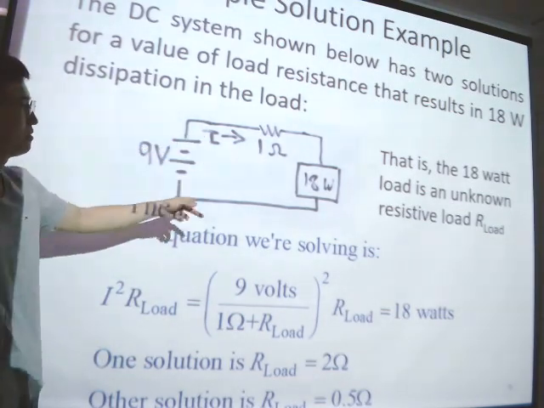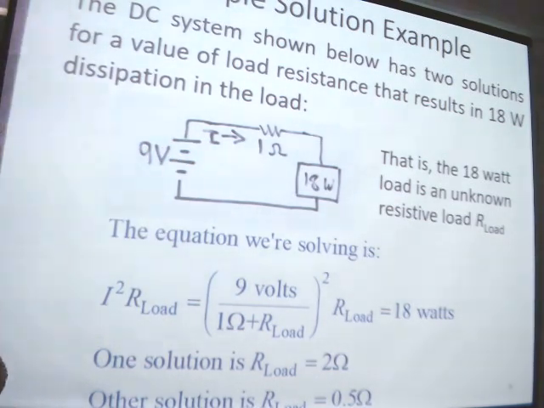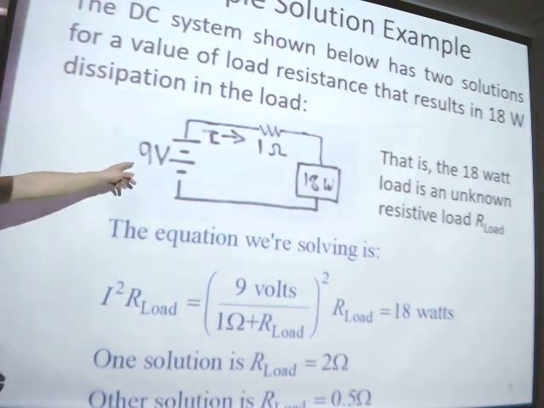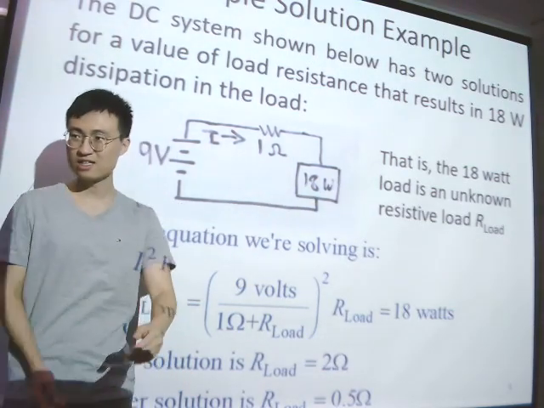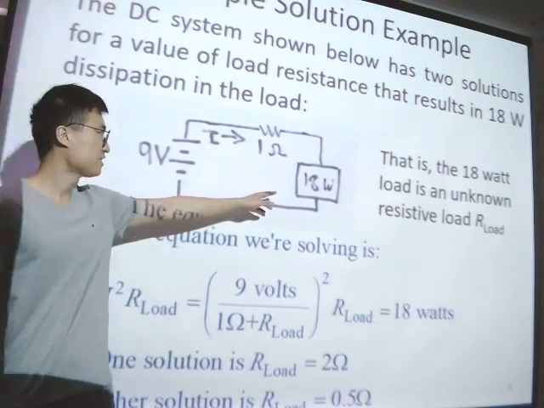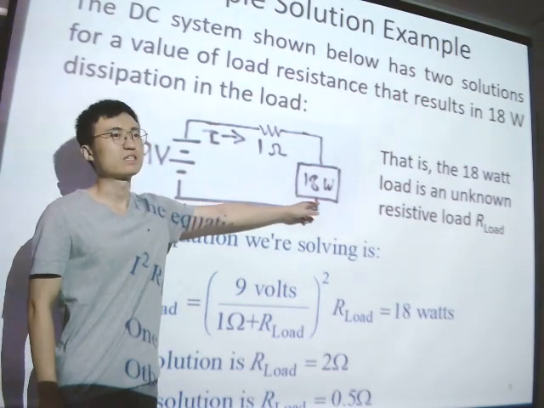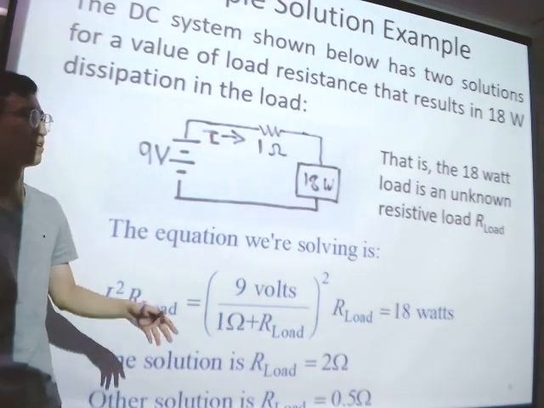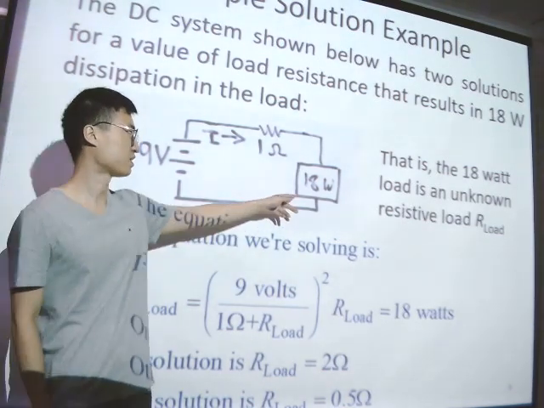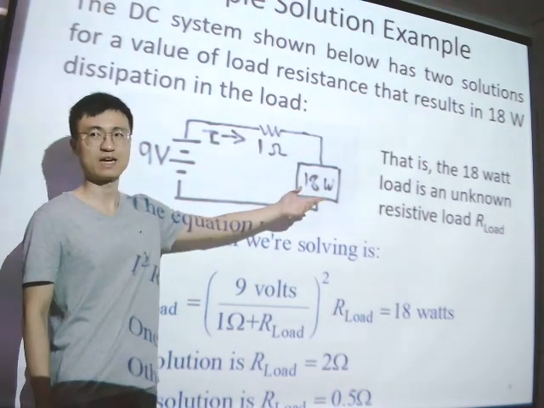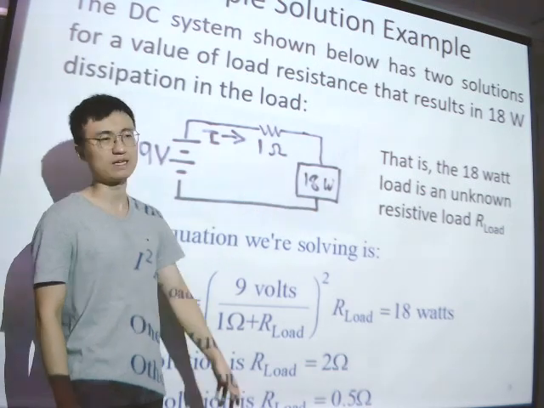So in this system, the current is 9 ampere: 9 volt, 1 ohm, so 9 ampere. And of course it is non-linear, because the 18 watt node asks for a constant power consumed. This is not a resistor, not an impedance, not an inductor or a capacitor.